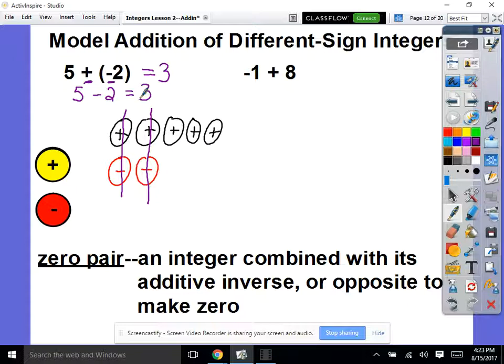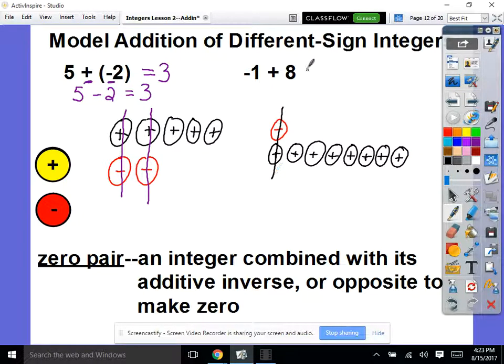Now we're going to do this next one, and we will draw it out. So I have a -1 and +8. 1, 2, 3, 4, 5, 6, 7, 8. We know that negative and positive cancels out. That gives us 7 positive counters.